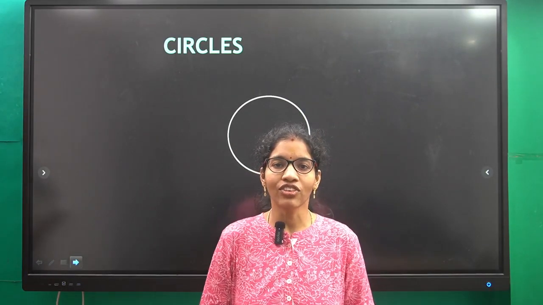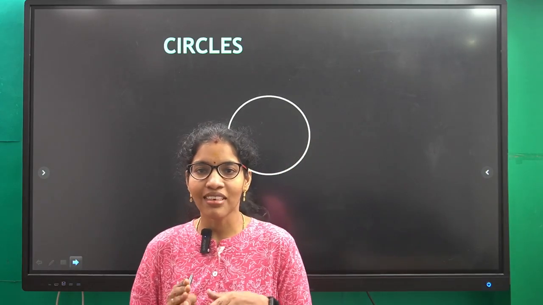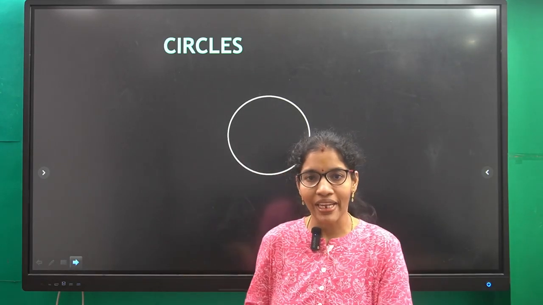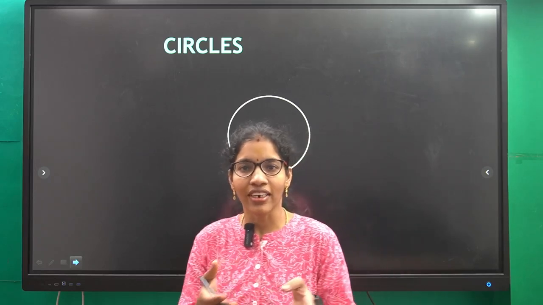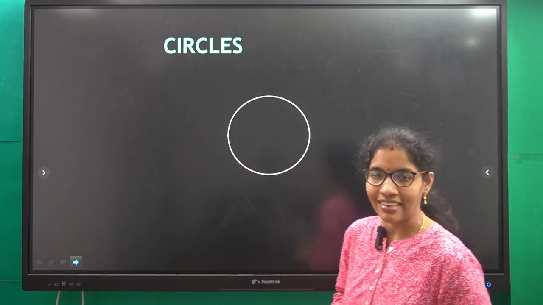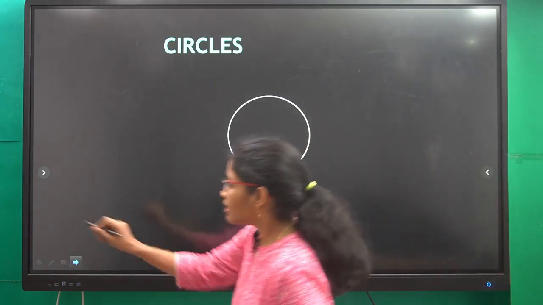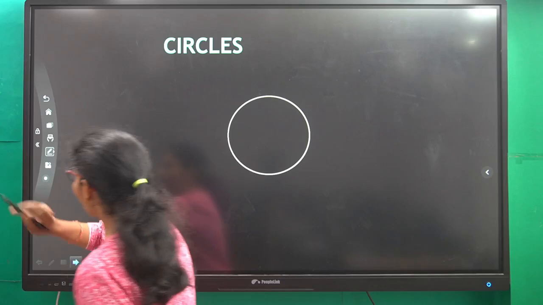Today we will continue with our chapter Geometry. Till now what we discussed? We discussed about points, lines, planes and triangles, quadrilaterals and some polygons, right? Now we will discuss about circles. So tell me, what is meant by a circle? Circle, that means it is in a round shape.